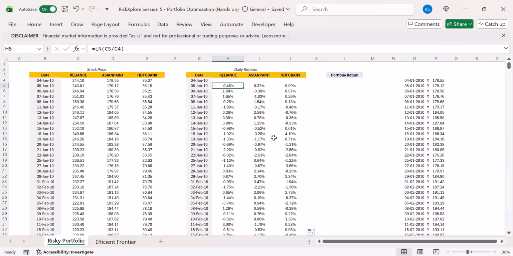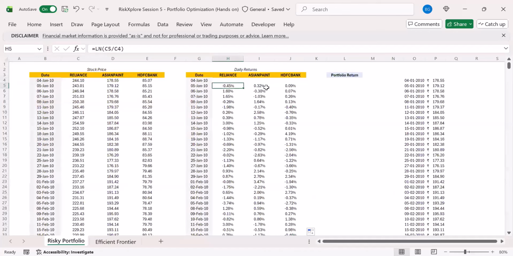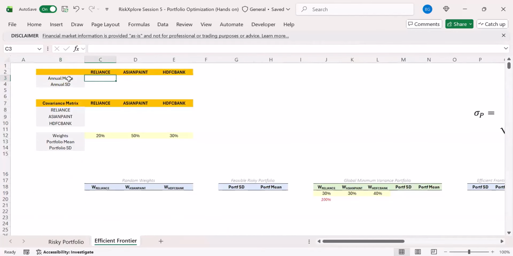Now based on these returns, we will create the efficient frontier. So we have the log returns here. These are daily log returns, right? Now we have to compute the returns on an annual basis. And similarly, we have to compute the standard deviation, which signifies the risk. So we have to compute the mean returns and the standard deviation of returns, but we have to compute annual mean and annual SD.